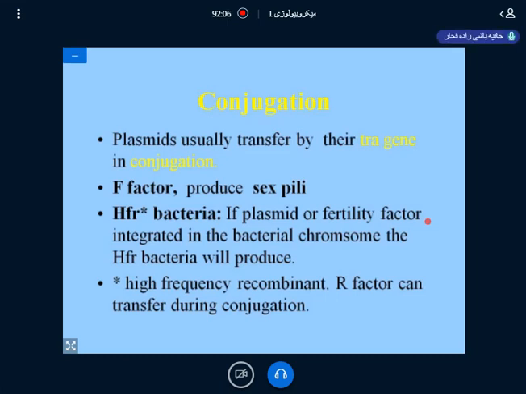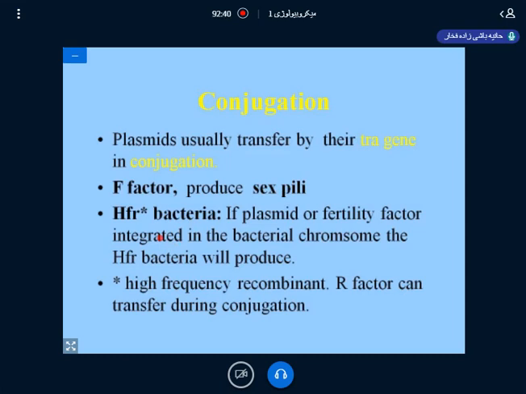Okay. What is conjugation? Conjugation means transfer of genes in conjugation, like what we have, the sex pilus here, which we call the F factor. Plasmids usually transfer by their genes in conjugation. The F factor produces sex pili. We have sex pili, we call F factor.